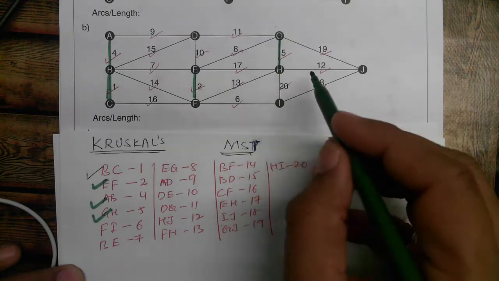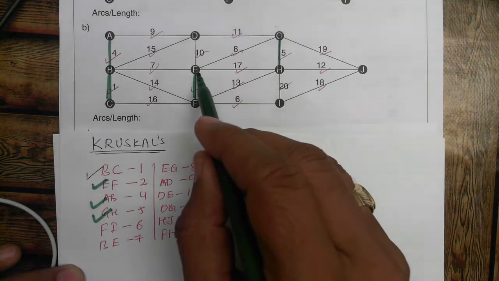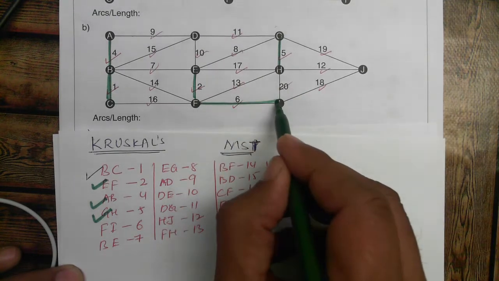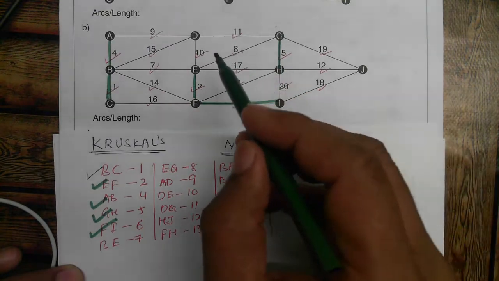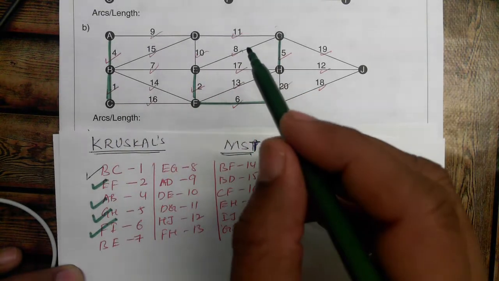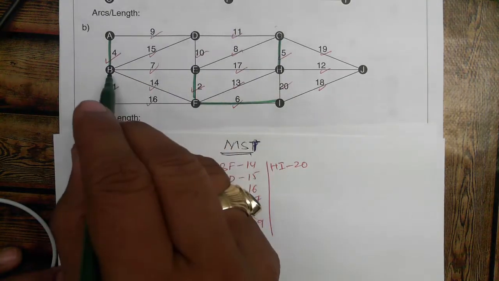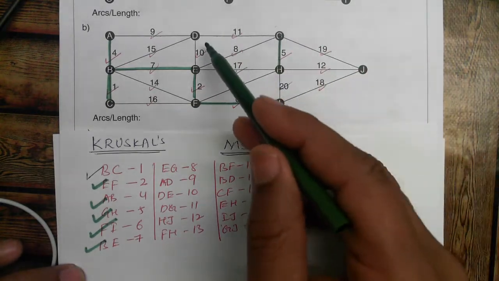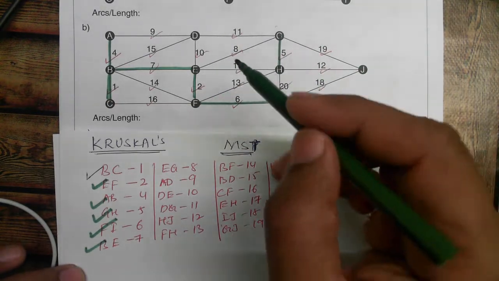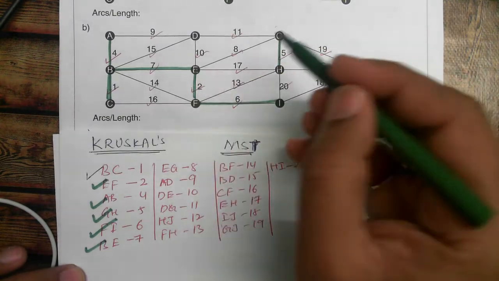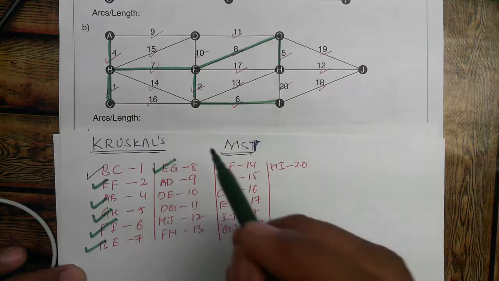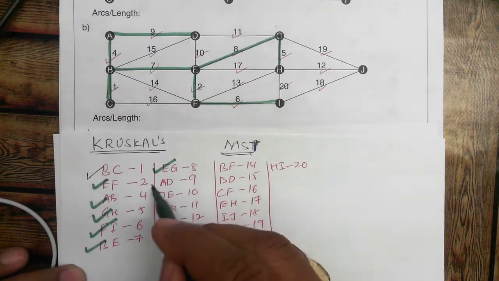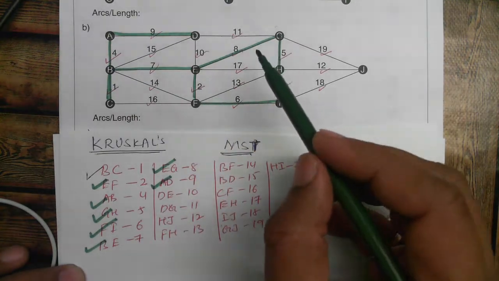FI, that's F, and that is where I is. FI is 6, that's accepted as well. BE is 7, so B to E is 7. Does it make a cycle? No, it doesn't, so it will still be accepted. EG is 8, so that's E, that's G. Does it make a cycle? No, it still doesn't, so EG is accepted. AD is 9, so A to D is 9, that's accepted as well.